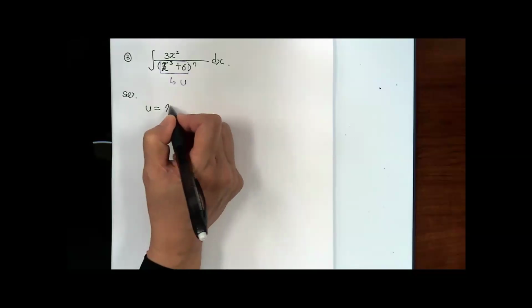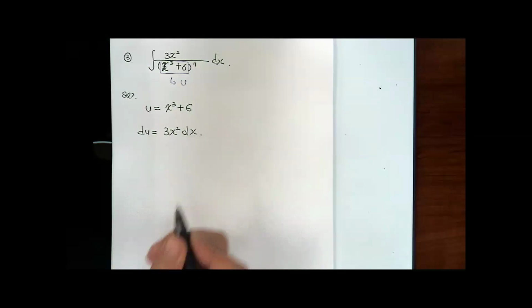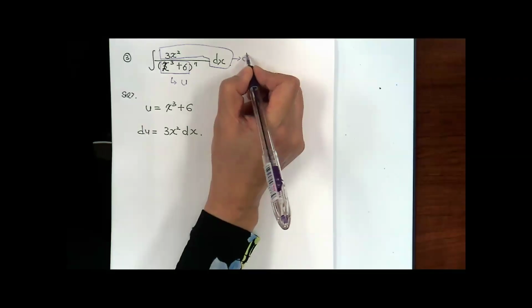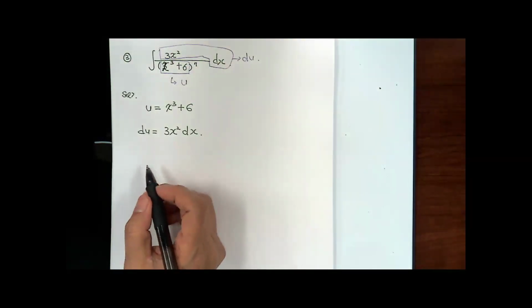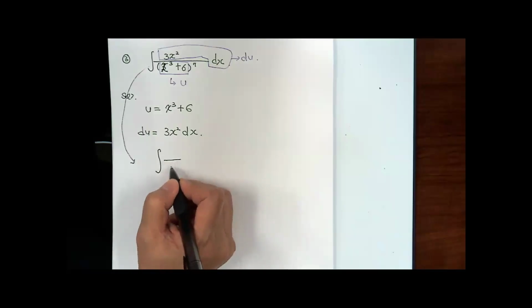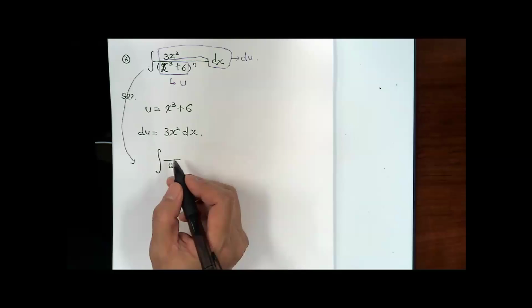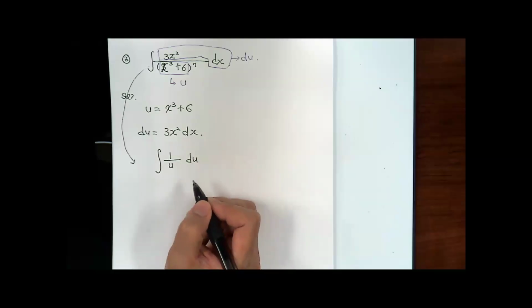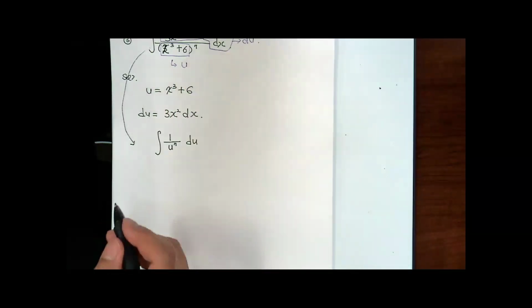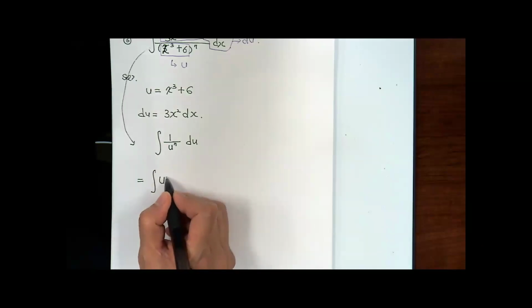So we are setting up correctly. u is x cubed plus 6, and du is 3x squared dx. So this part becomes du. When we write the integration again with the u variable, u is in the denominator and the numerator will be du. But let's write it down as 1 over u to the 7th power du because of the 7. So that is the integration of u to the minus 7th power du.